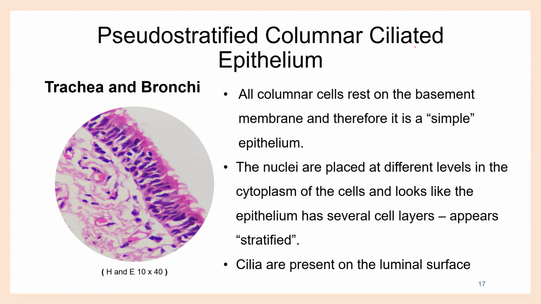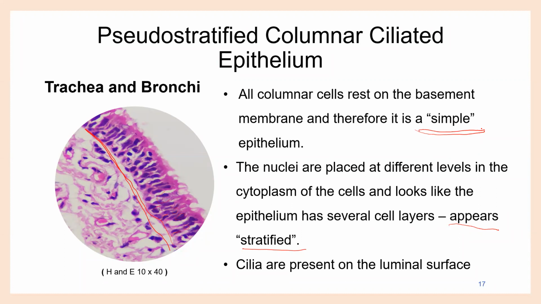Here you see pseudostratified columnar ciliated epithelium, which, as I said, is the respiratory epithelium, and it is a simple epithelium because all of these cells are lying on the basement membrane. These nuclei appear as if they are at different levels because the cells are of different sizes, and that is why it appears stratified. It is not a stratified epithelium, it's a simple epithelium. It lines the nasal cavity, trachea, and the bronchi.